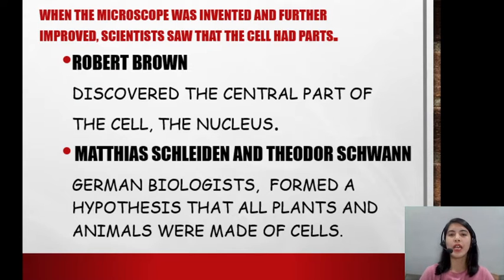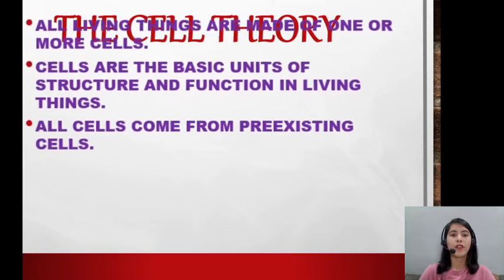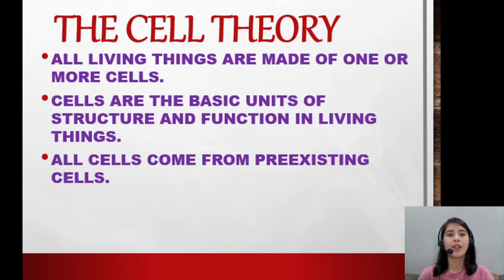So dito nila ngayon napatunayan na lahat ng living organisms such as plants and animals katulad natin were made of cells. So kaya ngayon nabuo dito yung tinatawag nating cell theory. So we have 3 cell theory. First, all living things are made of one or more cells. Kaya meron tayong tinatawag na unicellular at meron tayong tinatawag na multicellular organism.